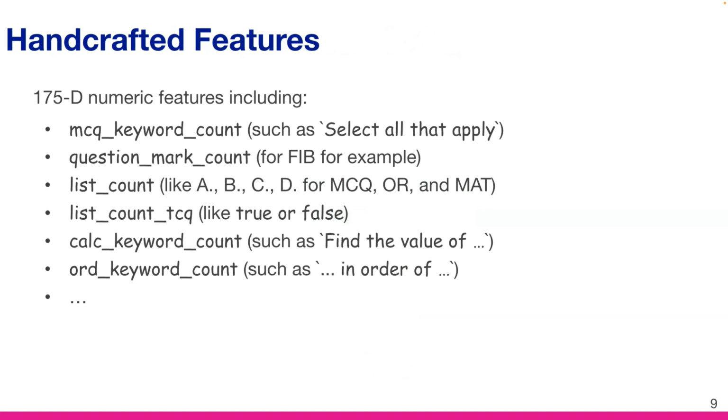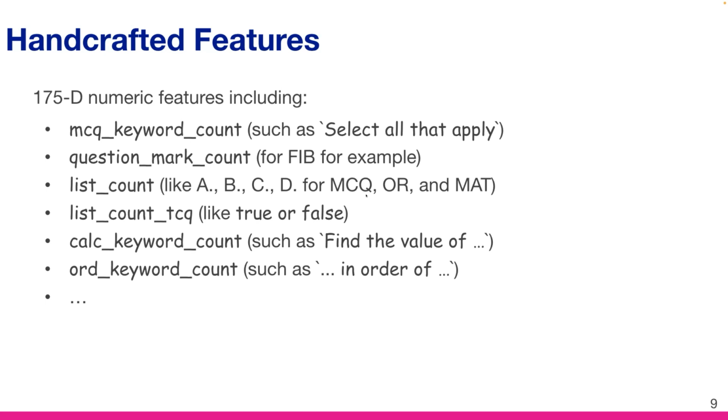We found some keywords that are dedicated to a specific type of question. Like for MCQ, multiple choice questions, we usually have "select all that apply" or "which of the following." If those phrases exist in the question text, we count them, and that MCQ keyword count is one of the 175 numeric features that we use for the rule-based part of the classifier.